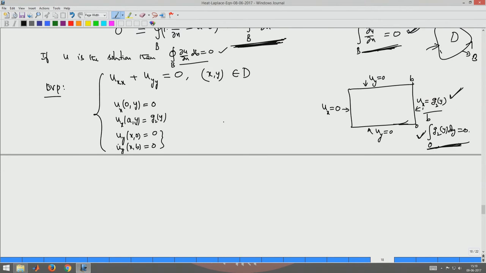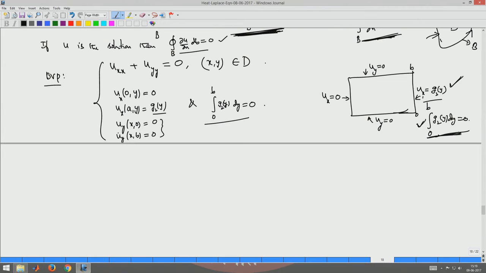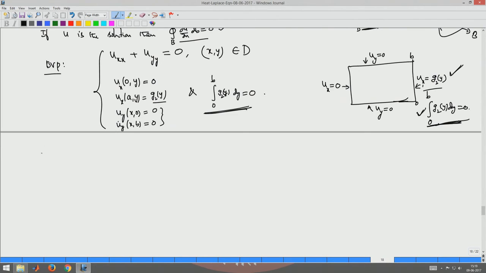Okay. So, g2 is such that the integral from 0 to b of g2(y) dy equals 0. It is a dummy variable, you can choose anything you want. This has to be true, then only you have the steady state you can find. So, you will have a solution that is physically feasible only if this is true. The solution we can now work out by separation of variables, that is a standard technique.